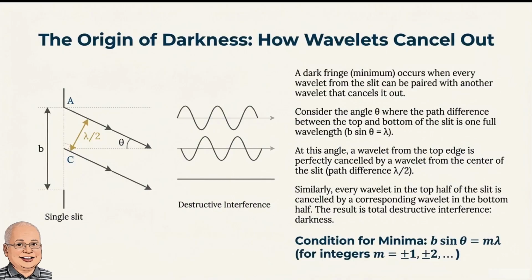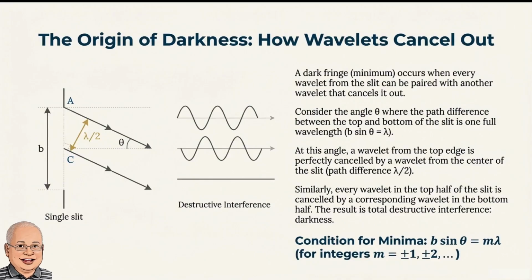So consider the angle theta where the path difference between the top and bottom of the slit is one full wavelength, which means b sine theta is equal to lambda, lambda being the wavelength of the light. Now at this angle, the wavelet from the top edge is perfectly cancelled by the wavelet from the center of the slit, because up to the center the path difference will be lambda by 2. Now when it is lambda by 2, why will it cancel out? You can see that from the picture.